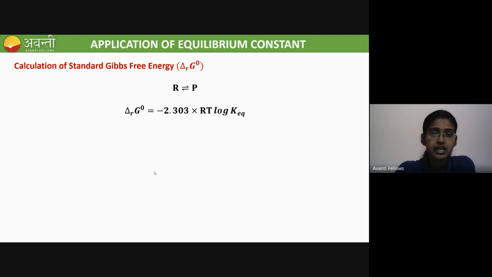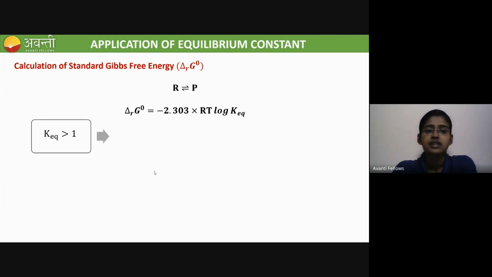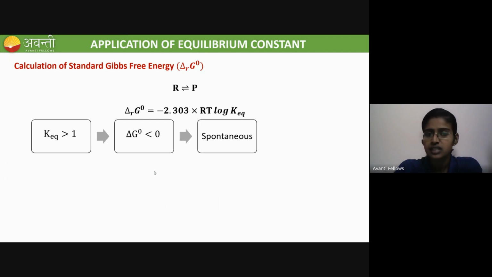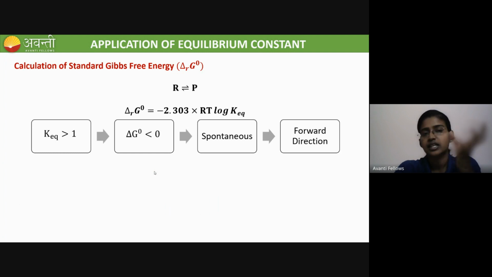If this K eq is greater than 1, then delta G will be less than 0. In the last class, when we were discussing the thermodynamics lesson, I told you delta G value should be less than 0, or it should be negative. Only then is the reaction spontaneous. So here it is less than 0, so this denotes that the process is spontaneous. So the reaction will go in the forward direction, like R will give P, reactant will give the product.